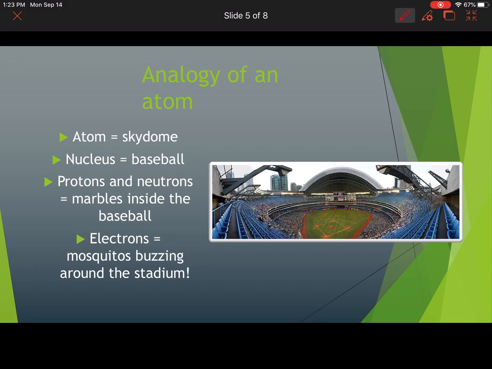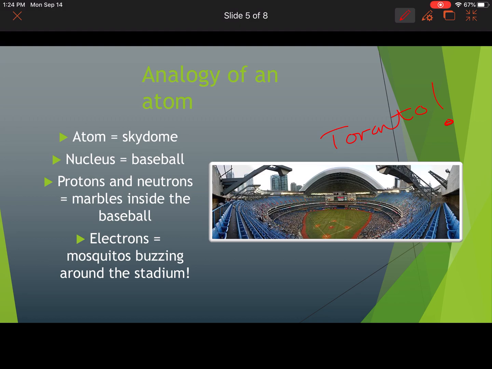Now, analogy of an atom. So an analogy is when you compare something to something else. Now, this is a picture of Skydome. Does anyone know where Skydome is? Yeah, some of you probably do. This is in Toronto. Has anyone been to Toronto? Some of you definitely have. My sister lives there, so I try to go every couple of years to see her. We did go to a Blue Jays game, which is a baseball game, a couple of years ago, and it was a lot of fun at Skydome.